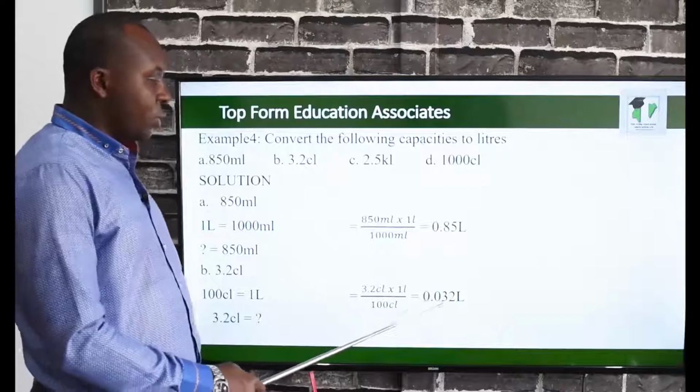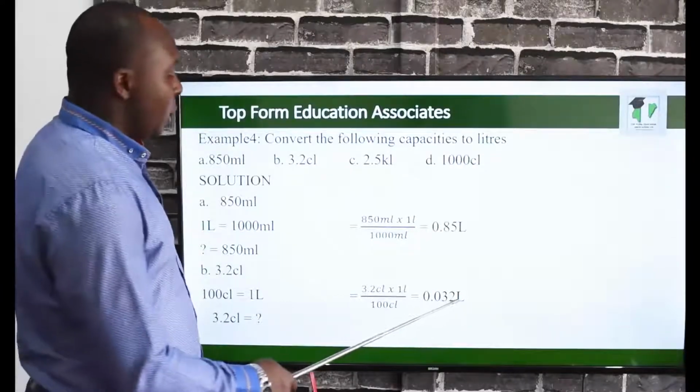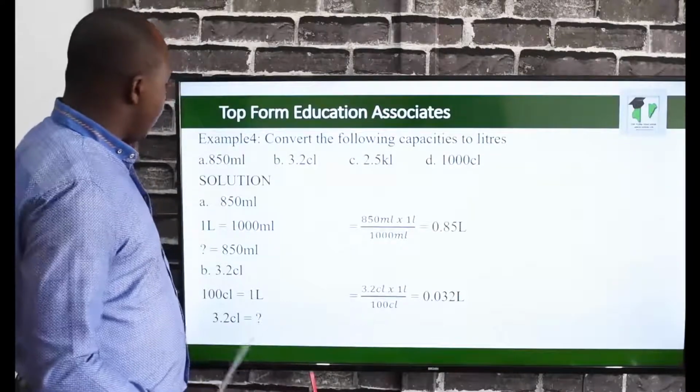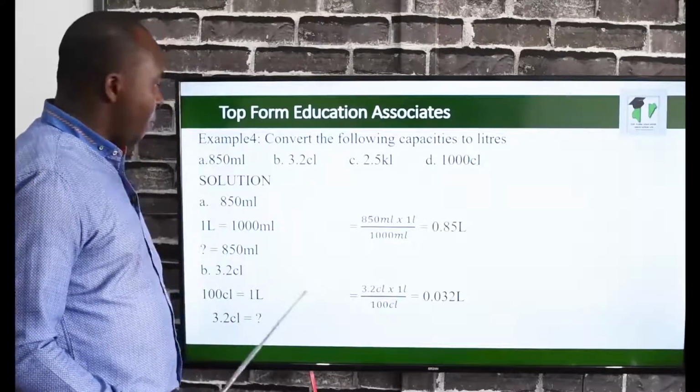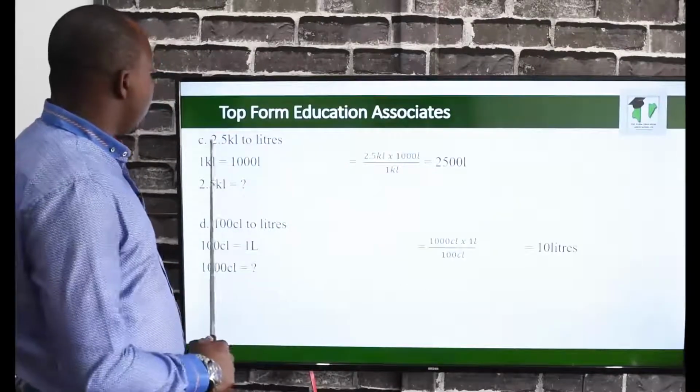We now put another 0. So give me 0.32 liters. So that is the answer to question B. Let's look at question C.